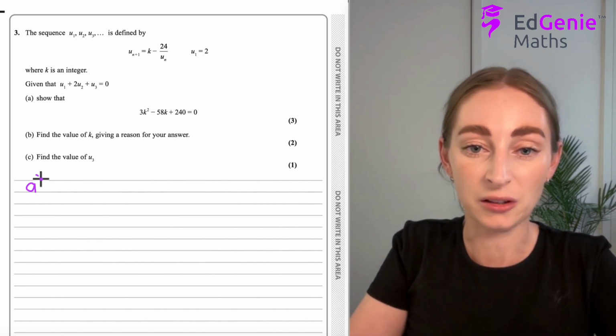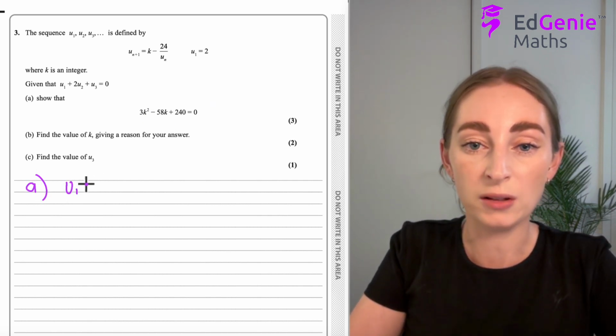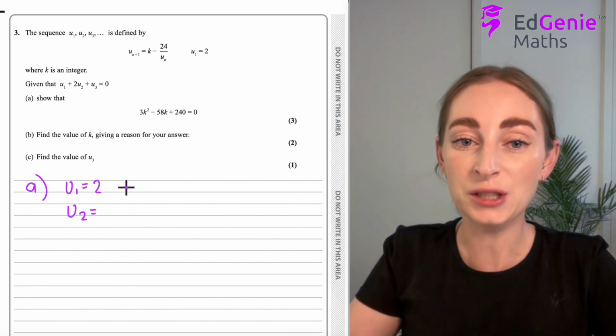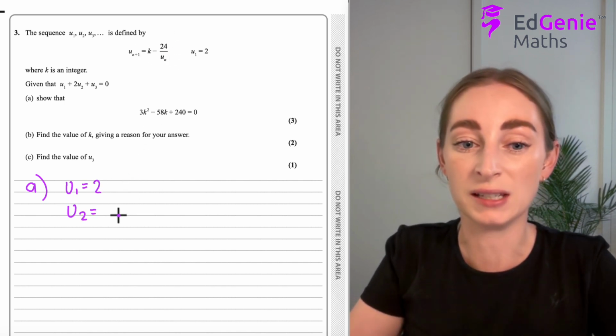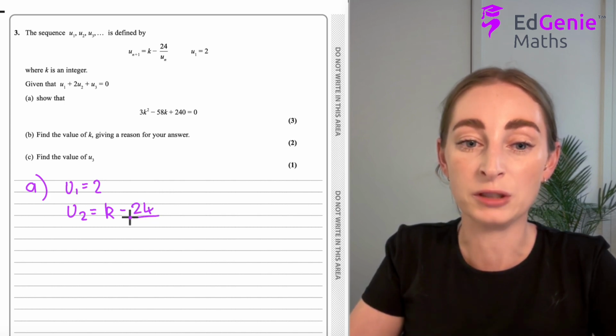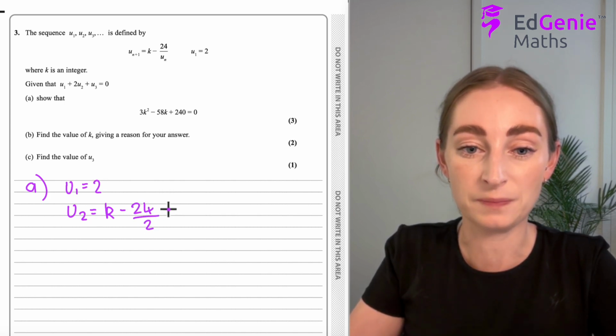So let's give this a go. If we know that u1 equals 2, then u2 we can figure out by substituting in here. So we're going to do k minus 24 over u1, which was 2. That's going to give us k minus 12.